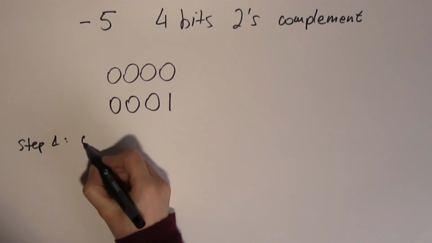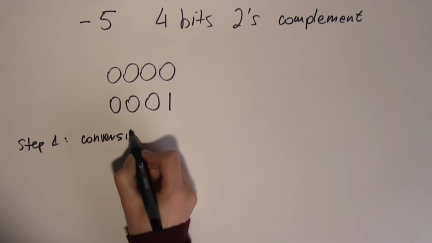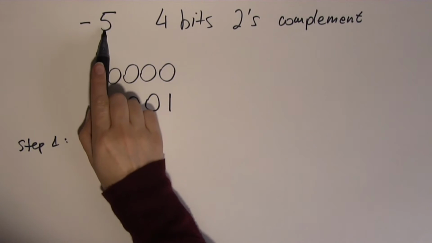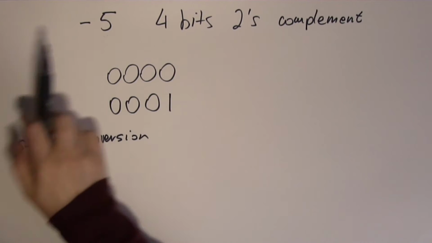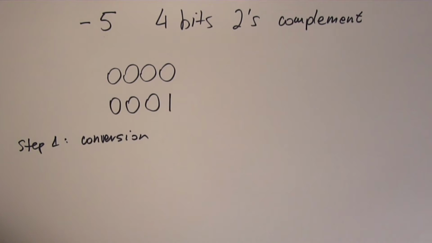Step 1 was conversion. So how do we convert 5? Forget about the negative sign for a moment. How do we convert 5 into binary?